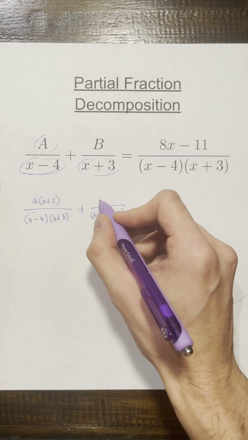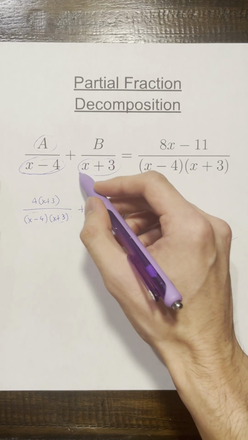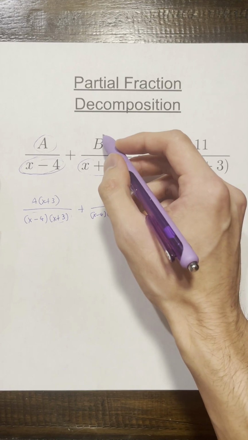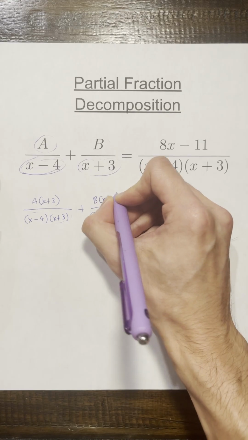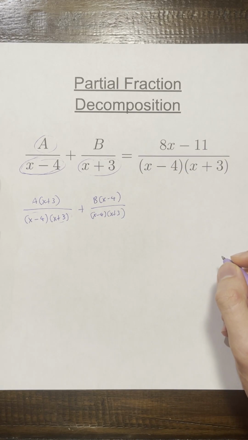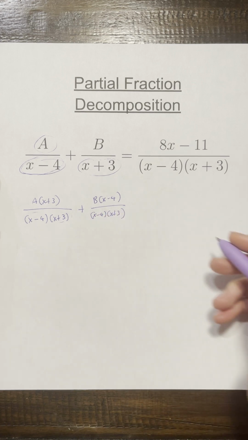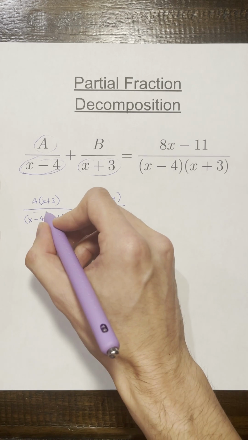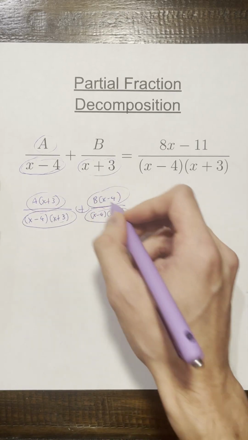What goes over here? We multiplied by x minus 4 on the bottom, so we need to multiply by x minus 4 on the top. What's the next step with adding fractions? Since this matches with this, we can do this plus this on top.